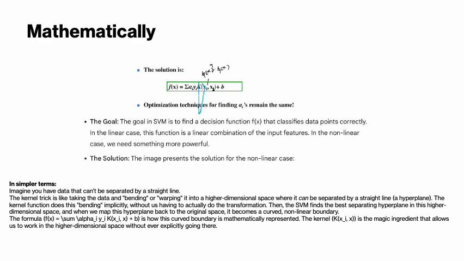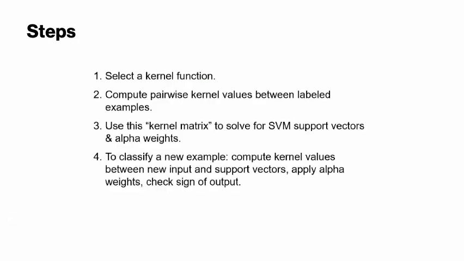So the goal in SVM is to find a decision function f of x that classifies the data point correctly. In the linear case, it's pretty straightforward, but in the non-linear case, you will need to use the kernel function and do stuff like that, right? You can read through this. Basically, imagine you have data that can't be separated by a straight line. Then you use the kernel trick. It's basically you throw something in the air, find that transformation and mimic that, and that's nothing but the kernel trick, right?